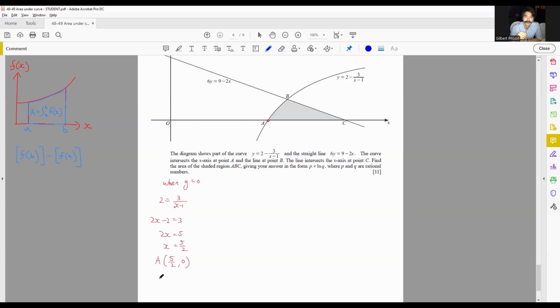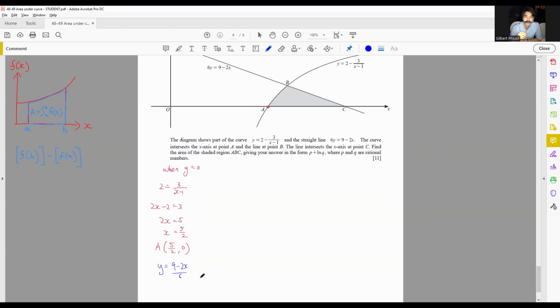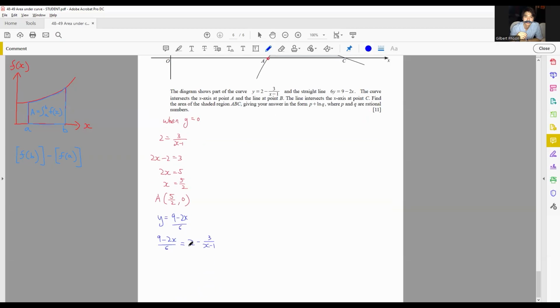This becomes y equals (9 minus 2x) over 6. This equation equals that equation. So (9 minus 2x) over 6 equals 2 minus 3 over (x minus 1), right? Then bring the 6 over: 9 minus 2x equals 12 minus 6 times 3, that's 18 over (x minus 1).